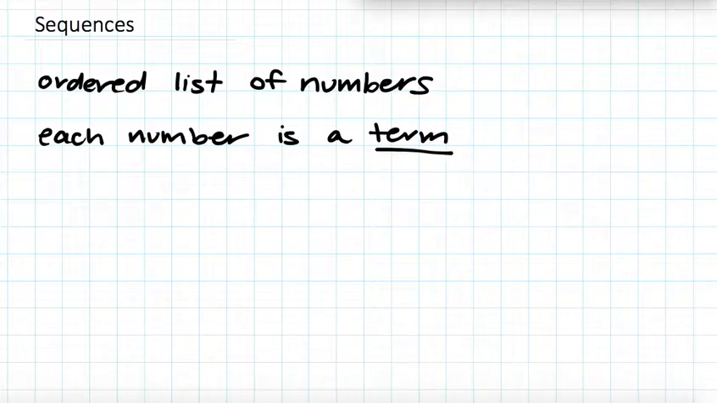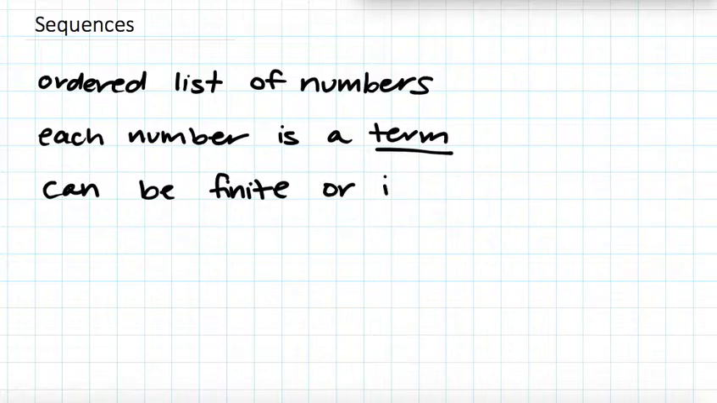A sequence can be finite or infinite. So it could just be a list of numbers and then there's an end to it, or it could be a sequence that goes on forever, and obviously we don't have all of the numbers if it goes on forever, but we have enough of them to see what the pattern is. So a sequence can be finite or infinite.